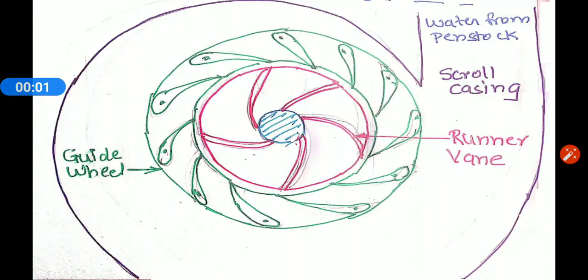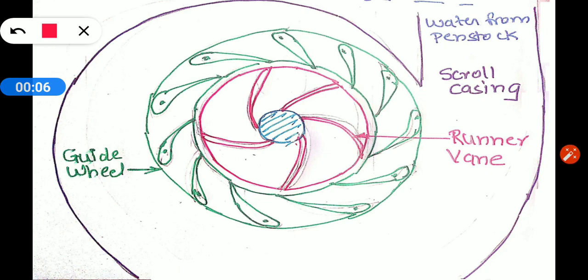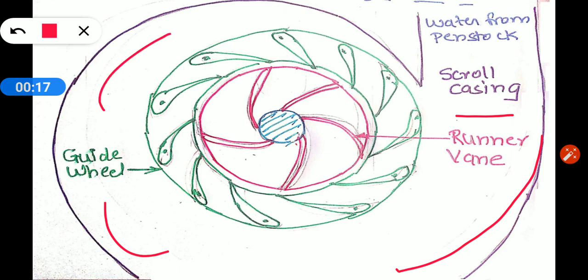In this lecture we will learn about the Francis turbine. We would first see the different components of the Francis turbine. The very first component which you can see is the scroll casing. As you can see, we are calling it scroll casing, that is nothing but the spiral casing. The area of the cross section of the scroll casing is decreasing.